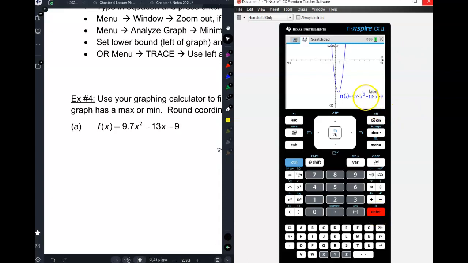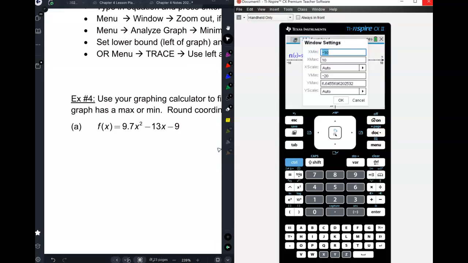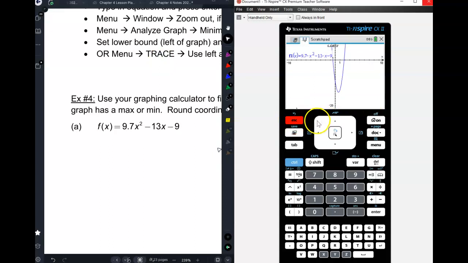Okay. So I went to menu, window zoom, window settings, and then I press tab, tab, tab until I get to y min, and I just put in -20 there. Menu, window settings. Go there, tab, tab, tab, until you get there. For y min, put -20, and then press enter. So now we're ready to find the vertex of this. You notice I moved my equation away because it's just cluttered.